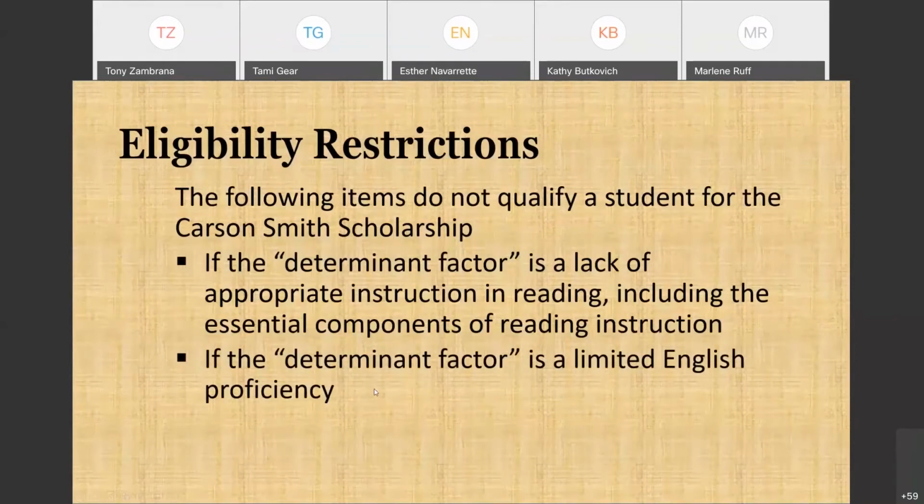You also cannot qualify them if the determinant factor is they have a limited English proficiency. Now, when you're doing the evaluation, the evaluating team would have to separate out what is the delay caused by limited English proficiency or special education needs. And I'm not going to go really deep into this. The districts would know this, but just so that you kind of understand that.